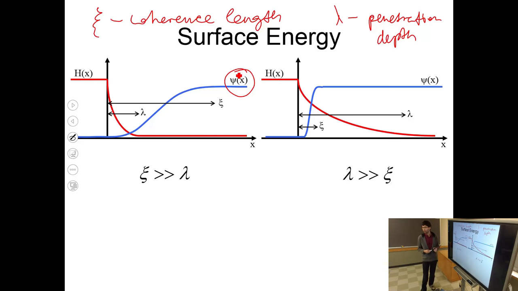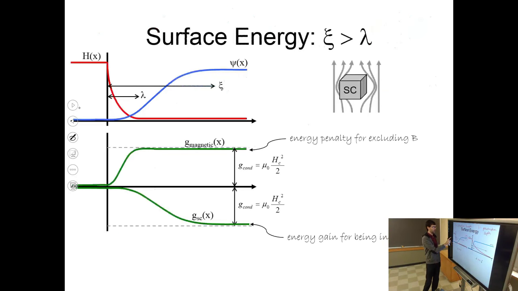So then there are two possibilities for the interplay between these two parameters, lambda and xi. Well, lambda can be greater than xi, or xi can be greater than lambda. And the two situations are shown here. So in the first case, all the magnetic field is already decayed, but the superconducting order parameter, the wave function, is still building up. And in the second case, the superconductor recovers very fast after crossing this boundary, but magnetic field goes pretty far. And we're going to look at the energetics of these two scenarios now. So first, we look at this situation where xi is greater than lambda. We're going to look at the energy at this interface, at the surface energy, essentially.